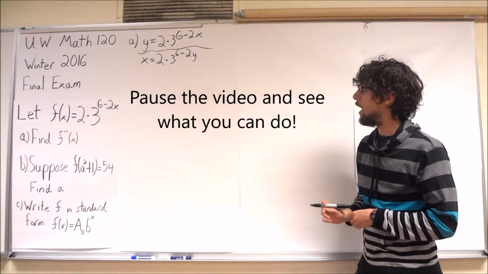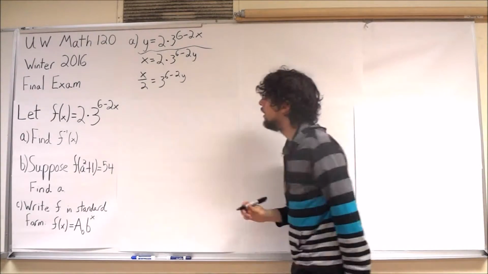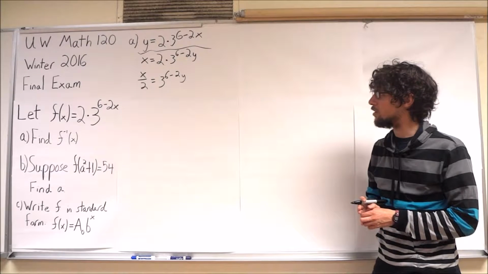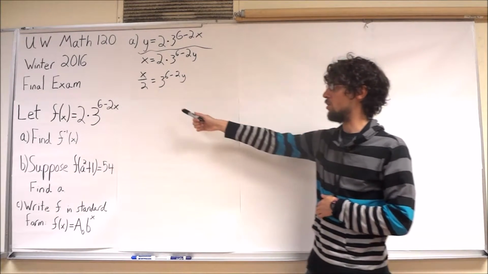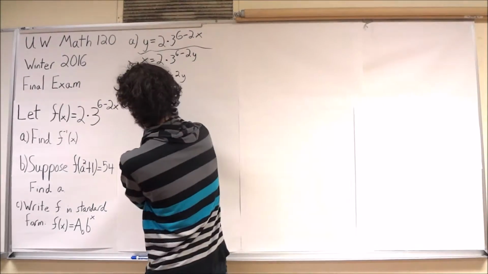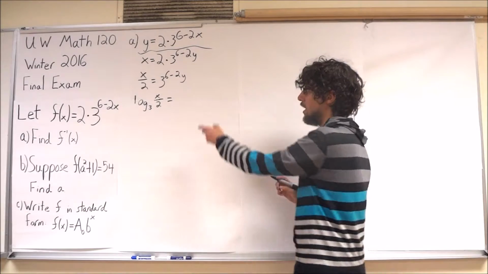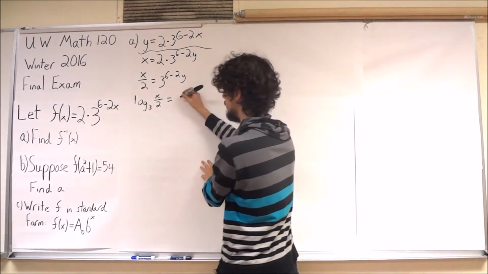So to solve for y, I'll first divide both sides by 2. And then I'll hit both sides with a logarithm. Any base will do, but I suppose I'll use log base 3. And now the reason for hitting this with a log is that when I hit this side with a log, this exponent comes to the front.